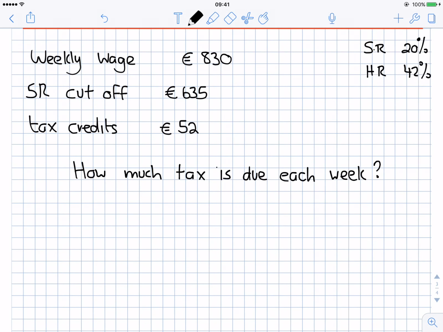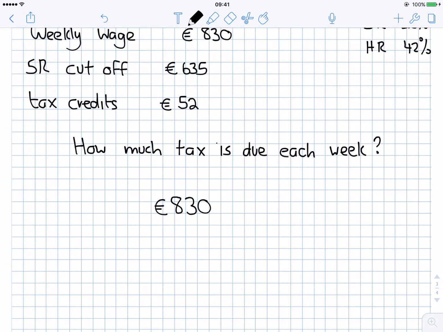Okay, so the €830 is what he gets before any deductions have been taken out of it. So that means that €830, we have to pay tax on that. He's going to pay the lower rate of tax on everything up to €635, but he still has to pay the higher rate on the rest, which is €195. So bearing in mind 635 plus 195 brings us to 830.